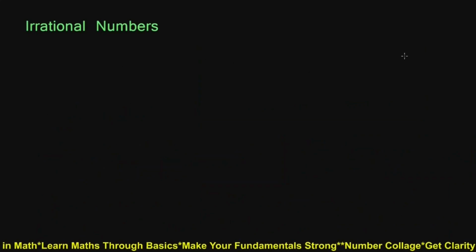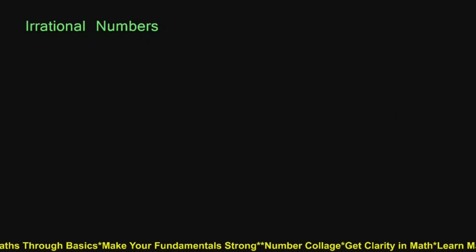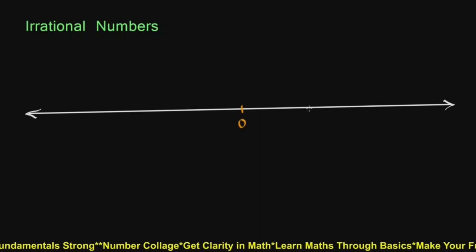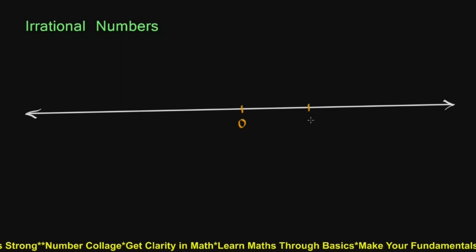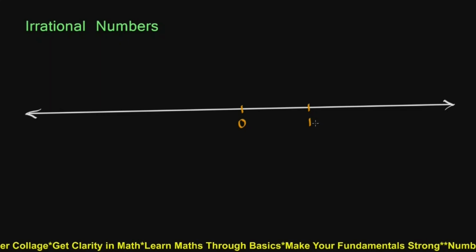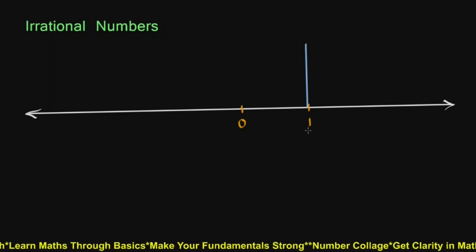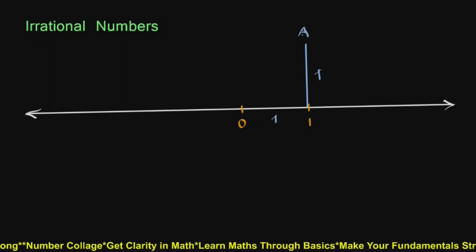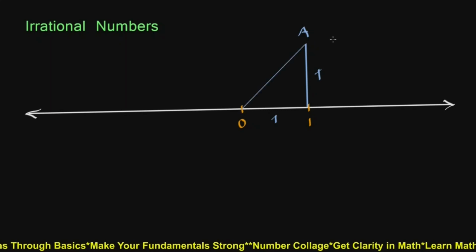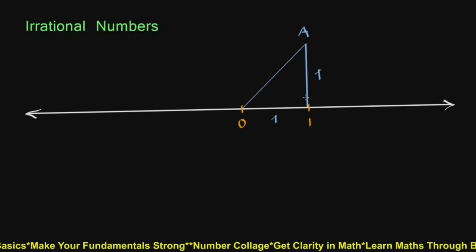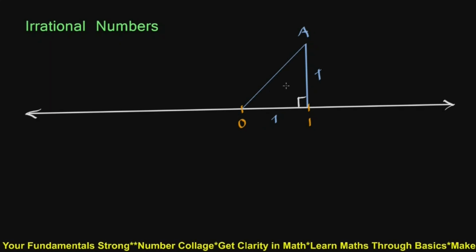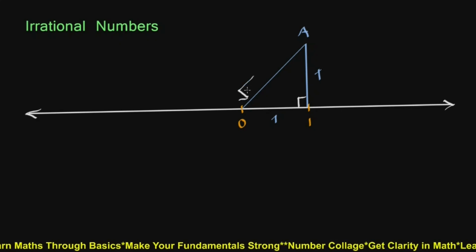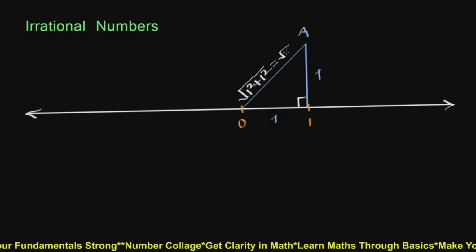For plotting irrational numbers, first we draw a number line. On this number line, we plot point 0, and at a distance 1 from 0, we plot the number 1. At number 1, we draw a perpendicular of length 1. We name this perpendicular 1A. Then we join OA. Since triangle O1A is a right triangle, the distance OA will be, by the Pythagoras theorem, the square root of 1 square plus 1 square, which is the square root of 2.